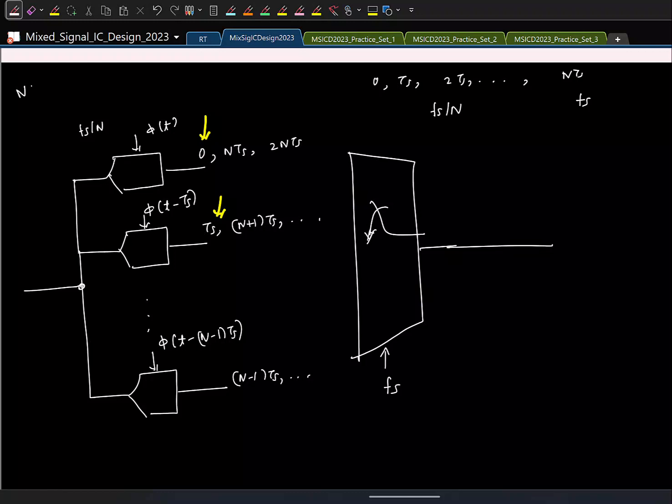So this is often called an N-x time-interleaved ADC. In short, TI-ADC.